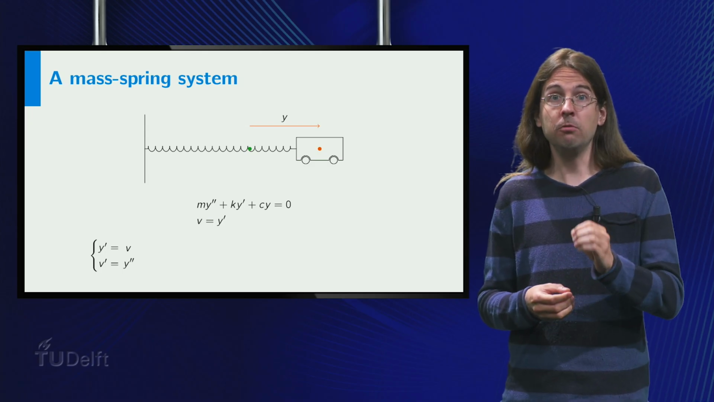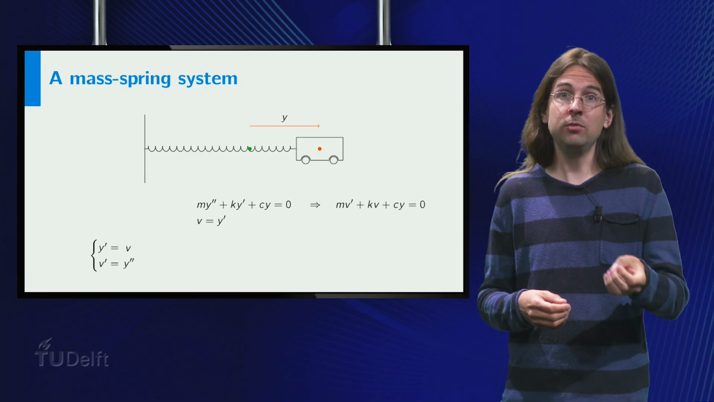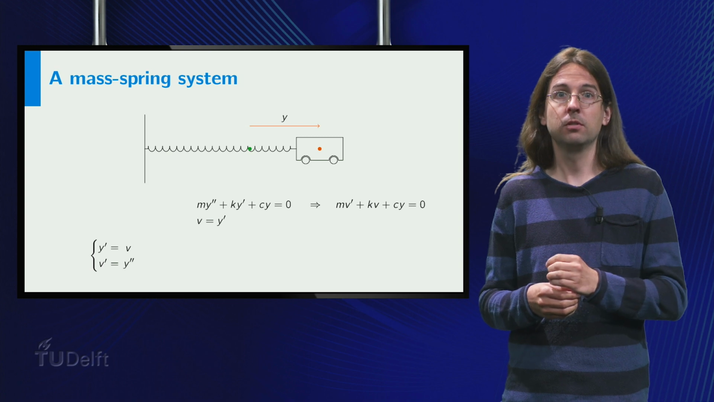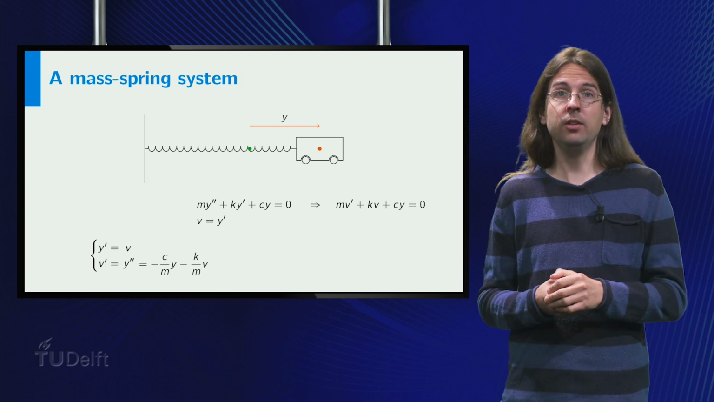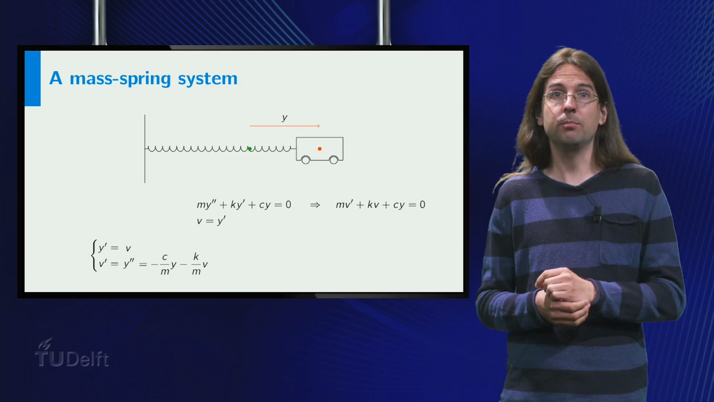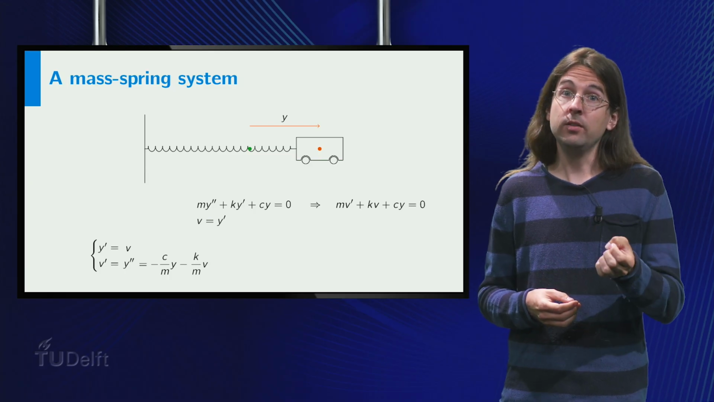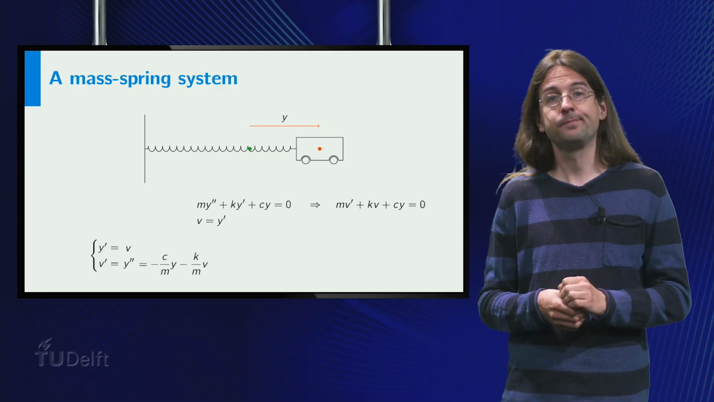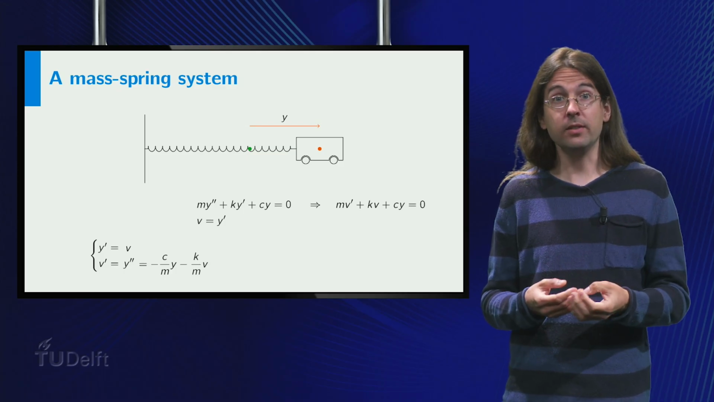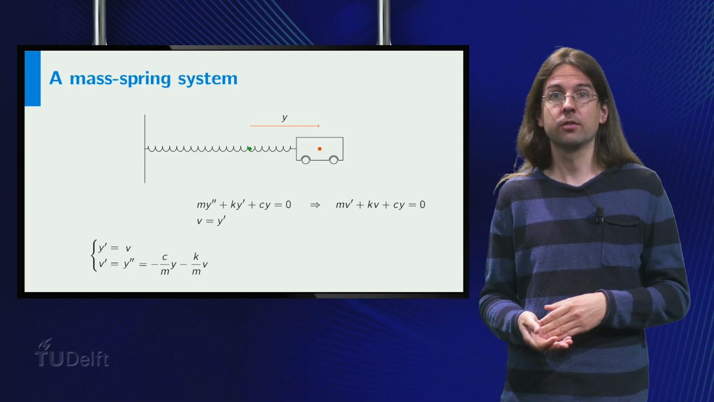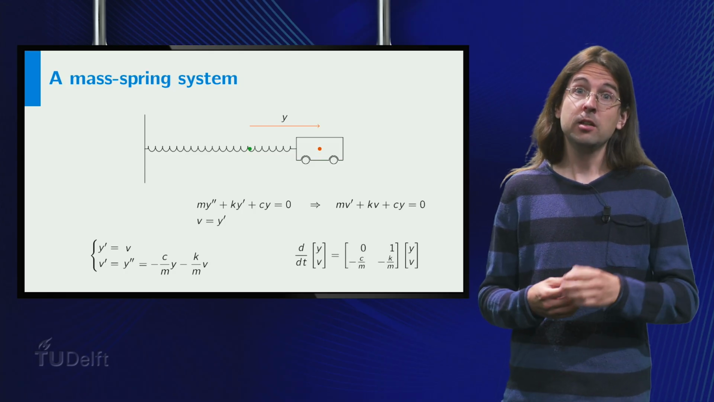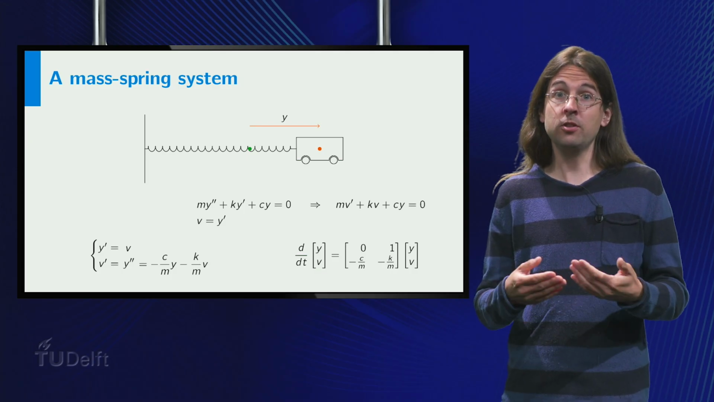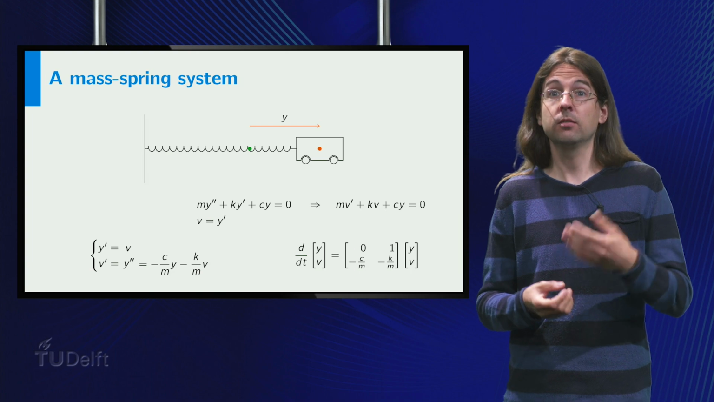Using this, we can rewrite the original equation as m times v prime plus k times v plus c times y equals 0. So v prime equals minus c over m times y minus k over m times v. Thus, we have found a system of two linear first-order equations. It's useful to rewrite this in terms of matrices and vectors. For example, here we can rewrite this as the derivative of vector (y, v) equals the matrix on the slide times the vector (y, v) itself.